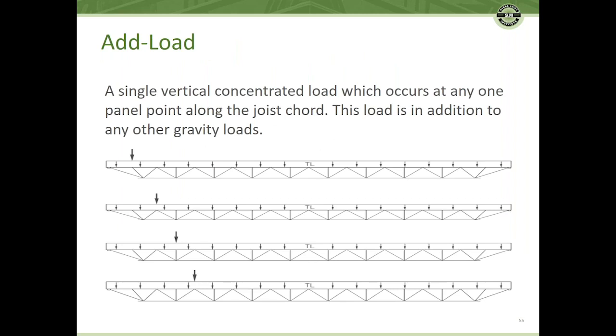Add loads are a special joist thing. Essentially, an add load is a single vertical concentrated load which occurs at any panel point along the joist chord. This load is in addition to any other gravity load. Sometimes these are called moving loads just because we don't know where they're located. You can call out an add load, say a 500-pound add load, and then the chords would be designed for the worst case, which would be in the center, and the webs would be designed for the worst case where a load is placed at any one panel point.